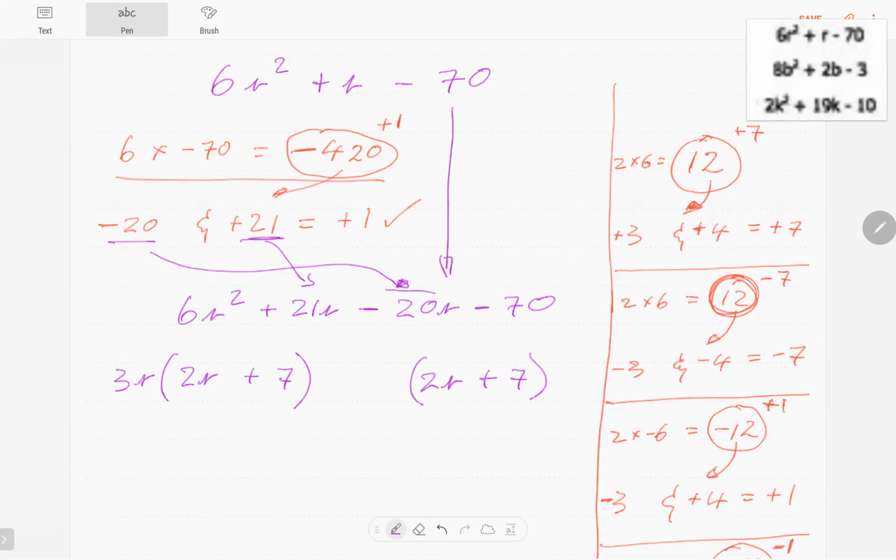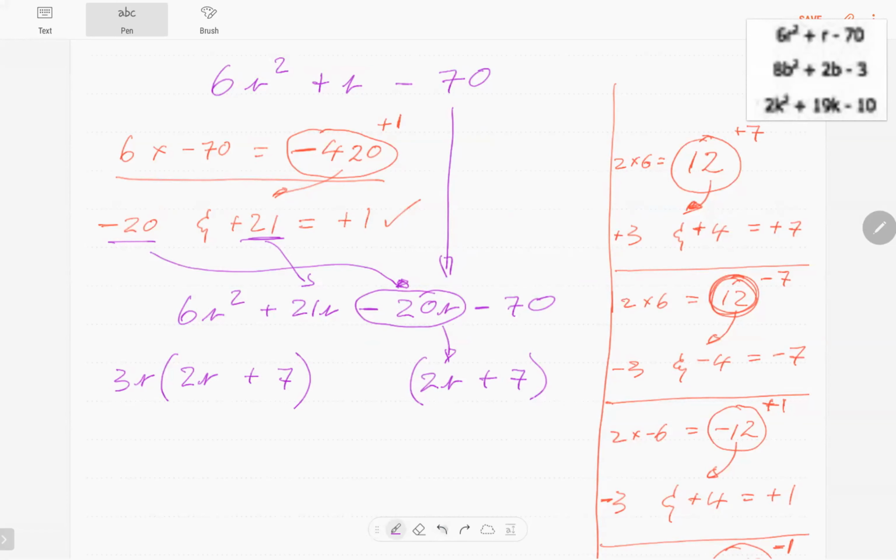And then from this, if I factor 2r down here, it means that I must have factored out a negative 10. If you want, you can just divide it. Negative 20r divided by 2r gives me negative 10. So the factor must have been negative 10.